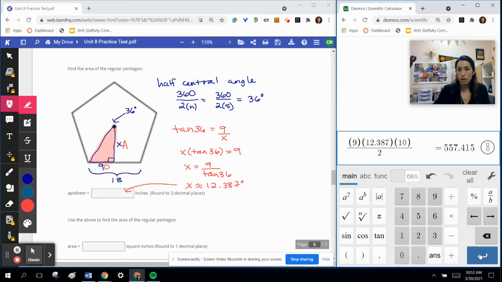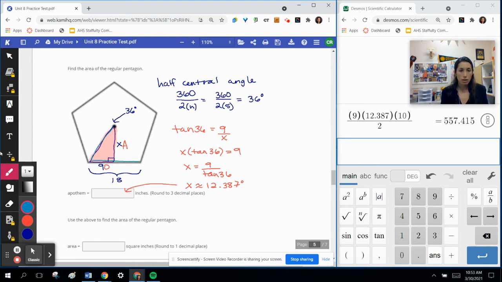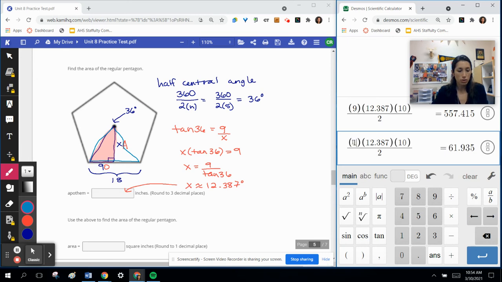Now I do want to show you that you technically can use the full triangle. And what I mean by that is you can use this entire triangle here. If you did use that entire triangle, the base is going to change and the number of triangles is also going to change. Oh, my tracing skills are not great there. So in this formula, if we use that whole entire triangle, the base is actually 18, and then there's only 5 of those. So we'll get the same answer regardless if we're using half triangles or whole triangles. Okay, so our area, we're rounding to 1 decimal place, so that'd be 557.4 square inches.